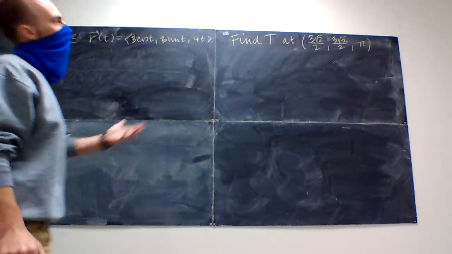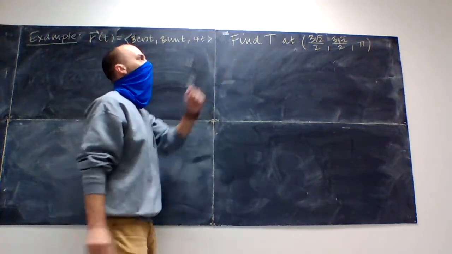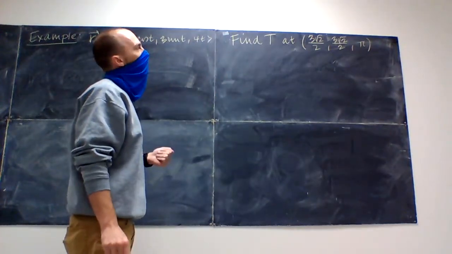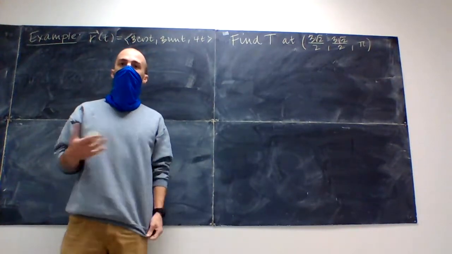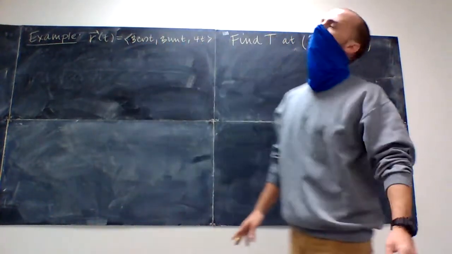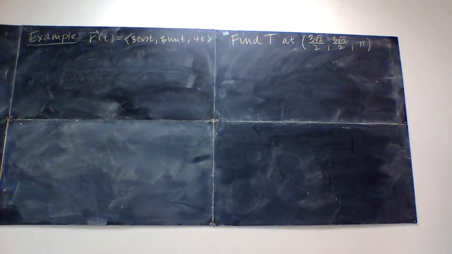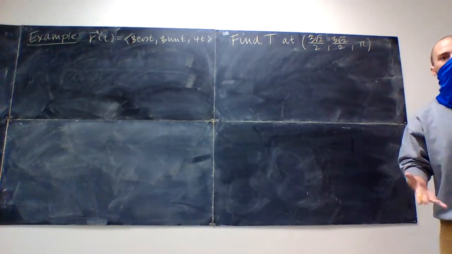So the first thing I'm going to ask is, can we find the unit tangent vector at the point 3 root 2 over 2, 3 root 2 over 2, and pi? The first thing we're going to need is an expression for the unit tangent vector at any time t, and then we'll plug in the special time value.